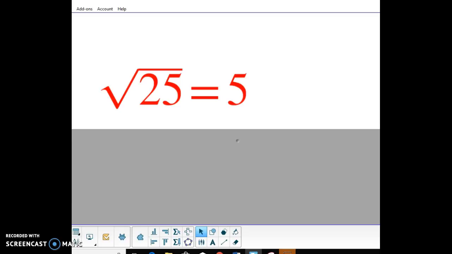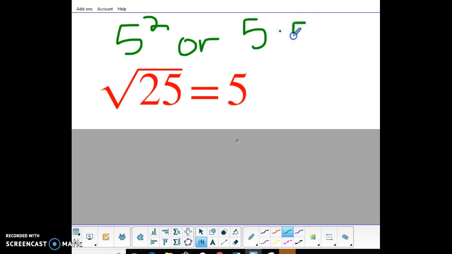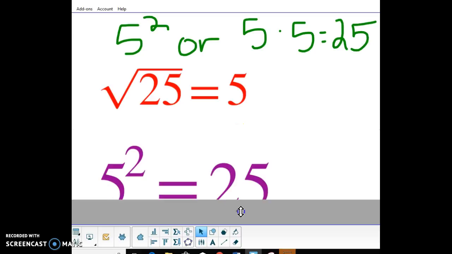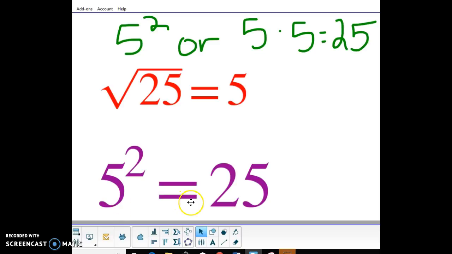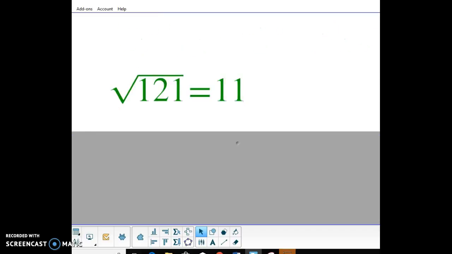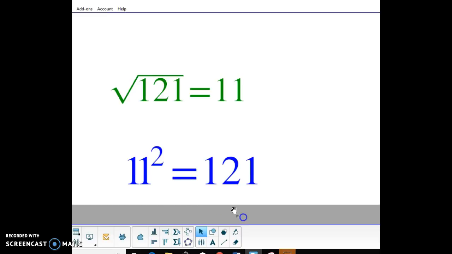The square root of 25 is equal to 5 because 5 squared, or 5 times 5, equals 25. Another example: 5 squared equals 25, just like I explained up there. Another example would be the square root of 121 is equal to 11. Well, we know 11 squared is 121, or 11 times 11 is 121. The square root of 121 then would be 11.